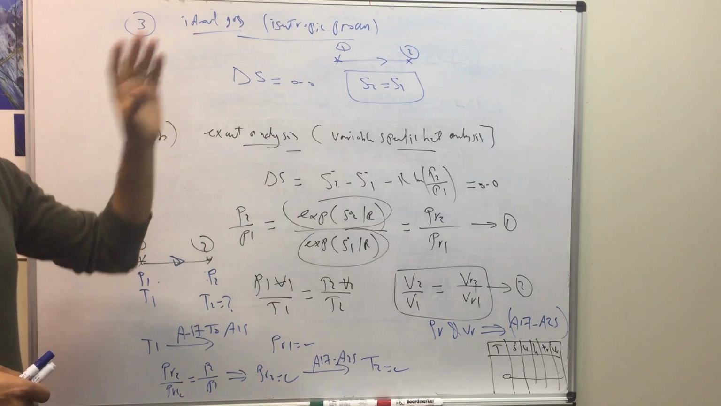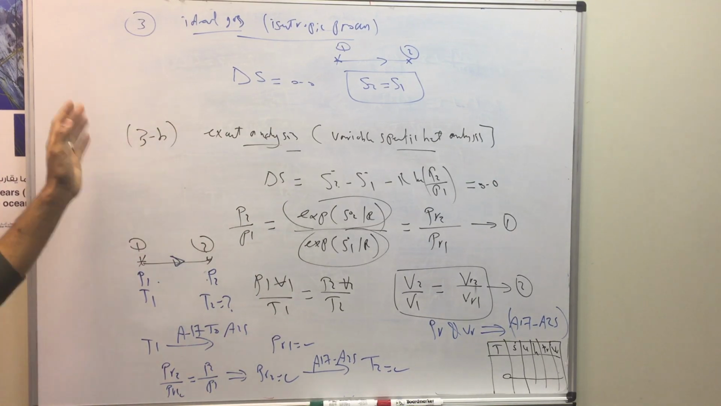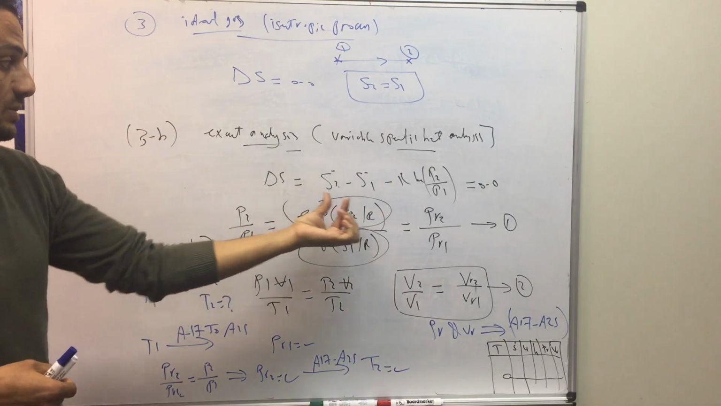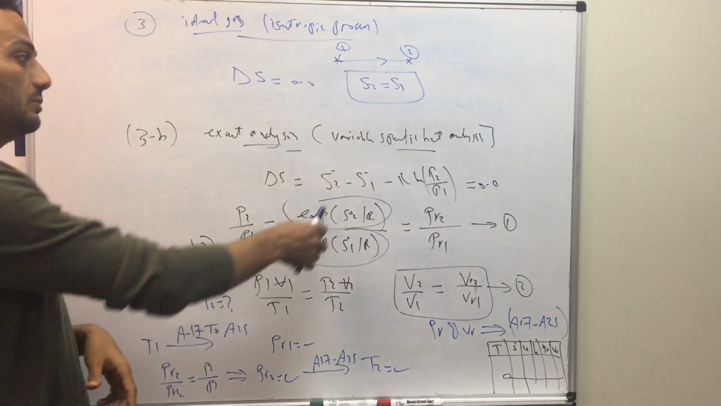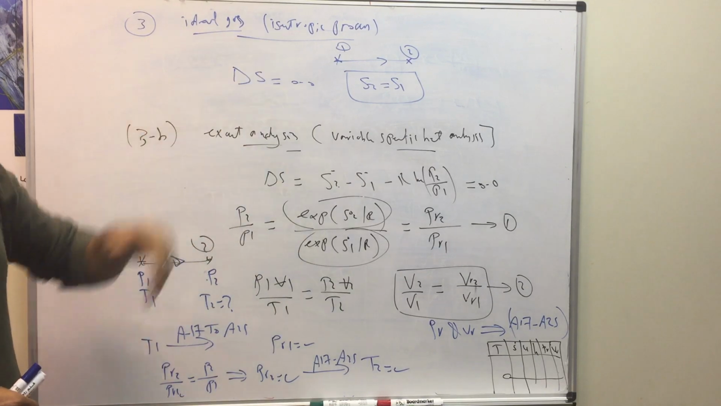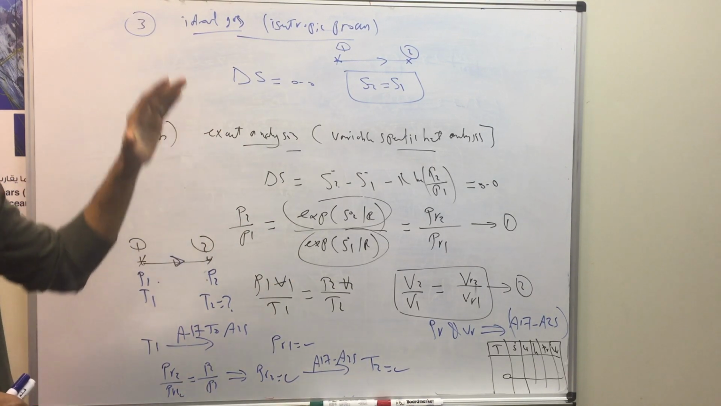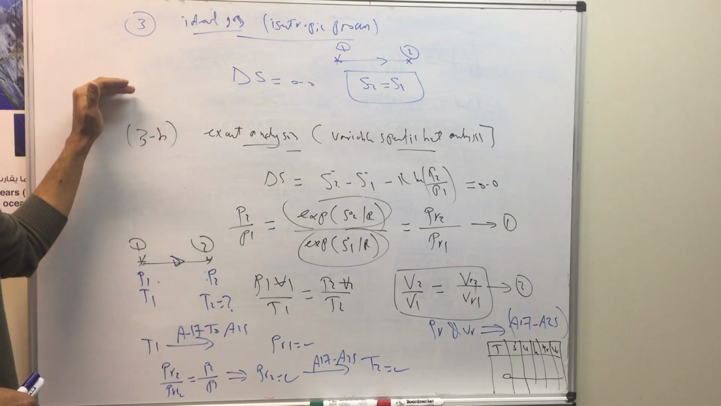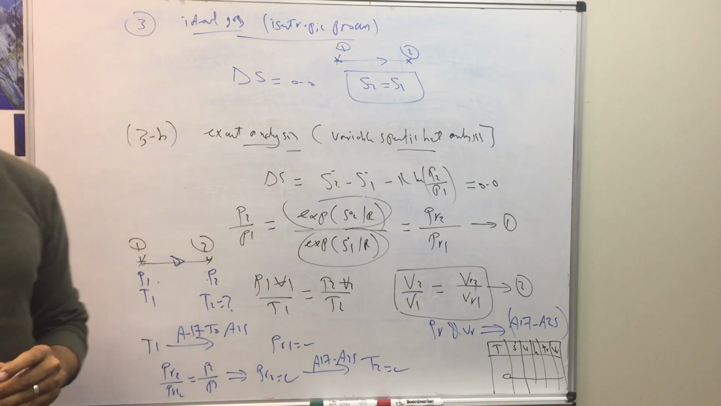For constant specific heat, I can consider the average specific heat. For variable specific heat, I would do the integration, but I will actually use the table because they have already done this integration. The third special case is an ideal gas undergoing an isentropic process, and we also have to follow either the approximate analysis or the exact analysis.